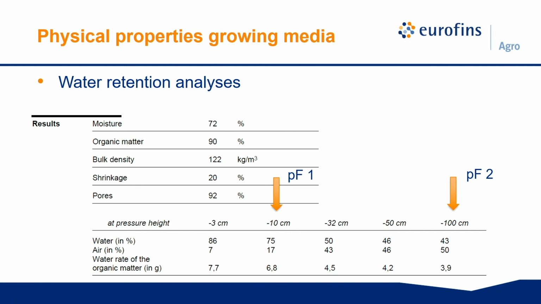So we have a specific method, the shrinkage analysis. We analyze also the pores and the water percentage and the air percentage at different pressure heights. So pressure height of minus 10 centimeters is PF1. Pressure height minus 100 centimeters is PF2 in the water retention curve.